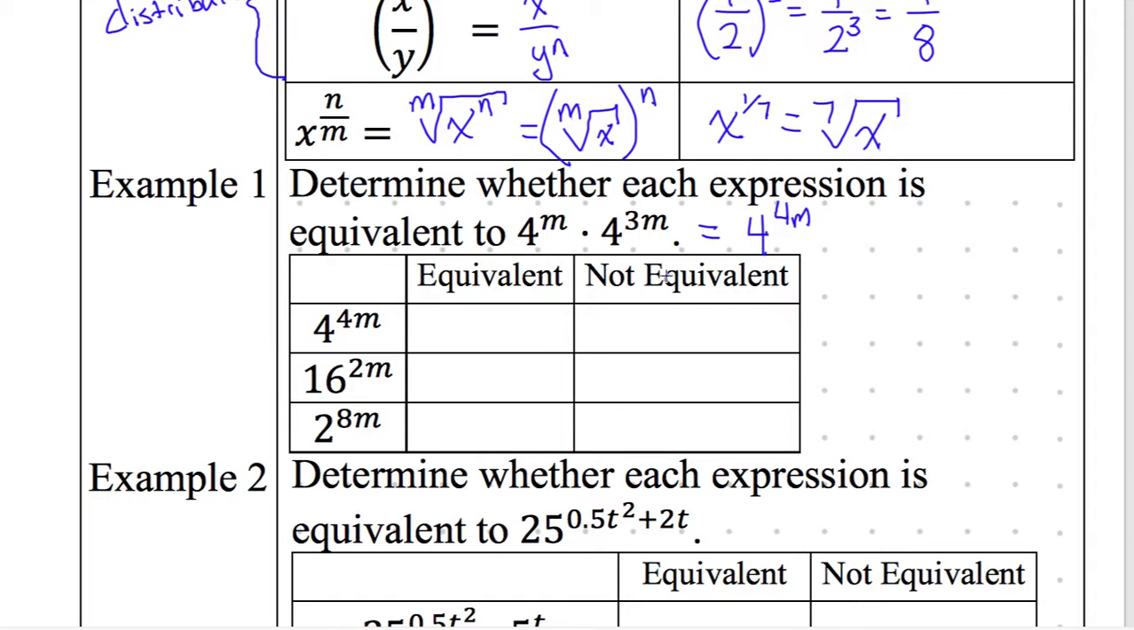All right, so is 4 to the power of 4m equivalent? Yes or no? Yeah. Thumbs up, good. It is, because it's literally 4 to the power of 4m. What about 16 to the 2m? What are we thinking? Let me see thumbs up, thumbs down. What do you guys think? The answer is yes. I'll show you why.